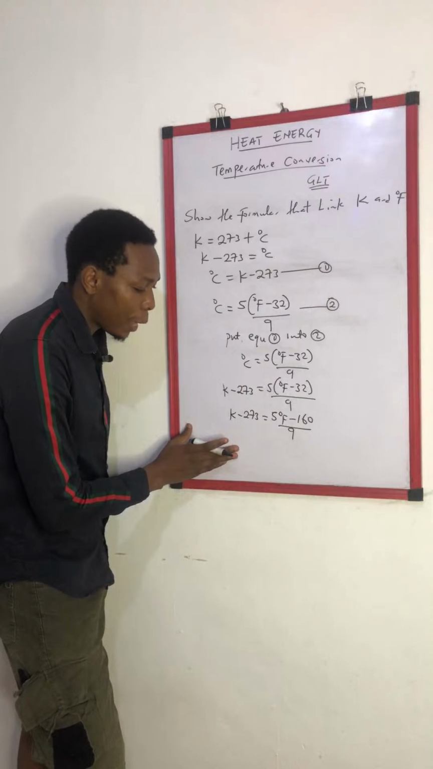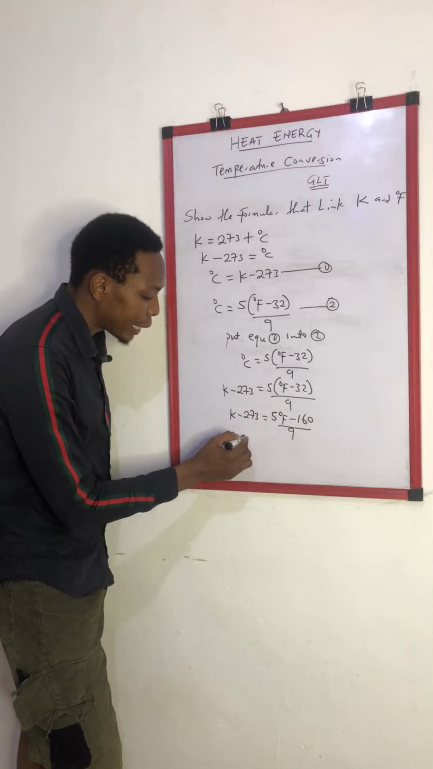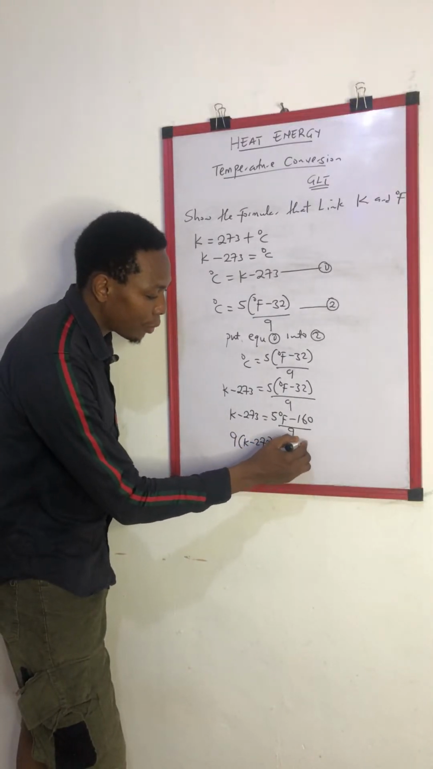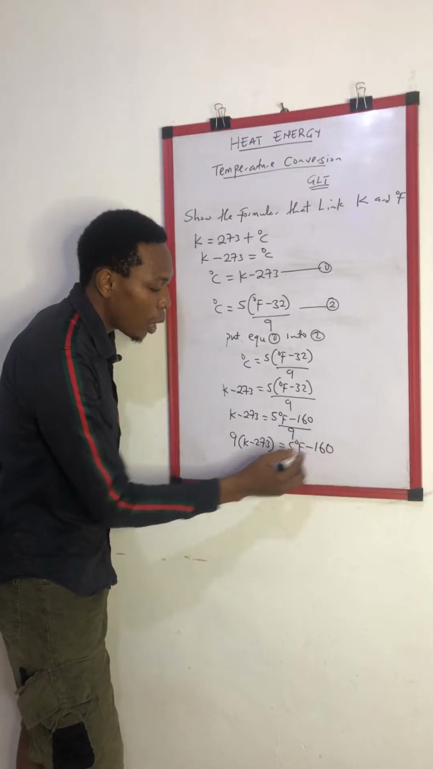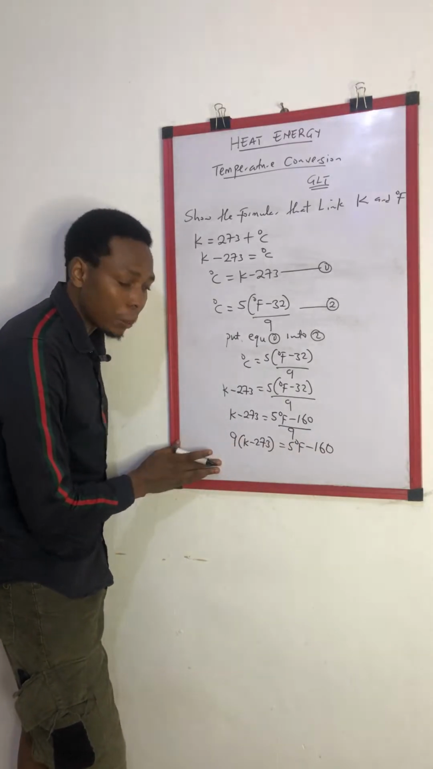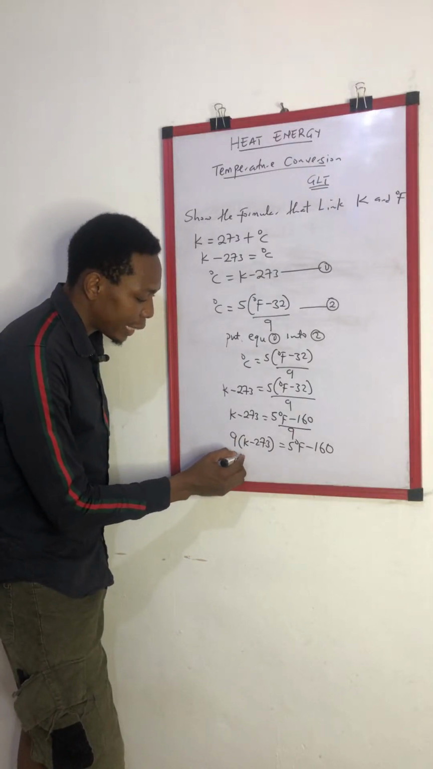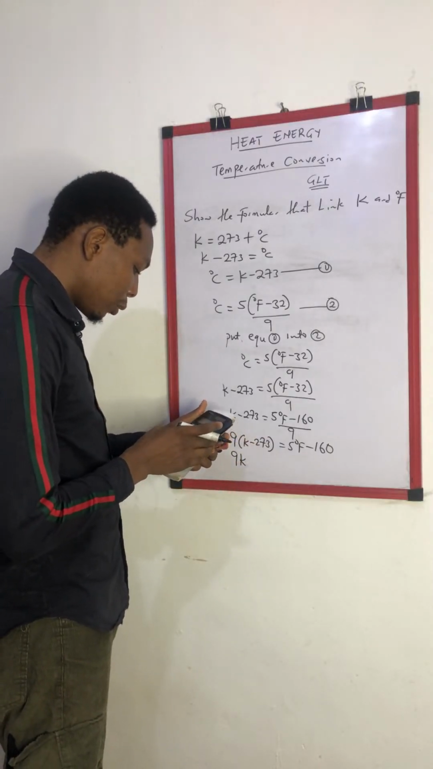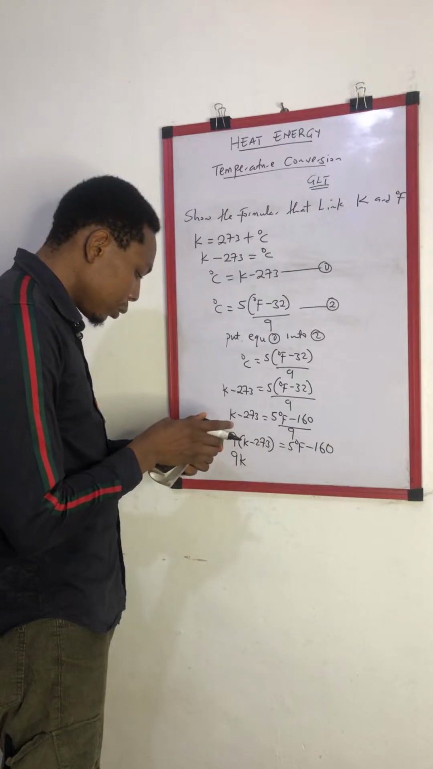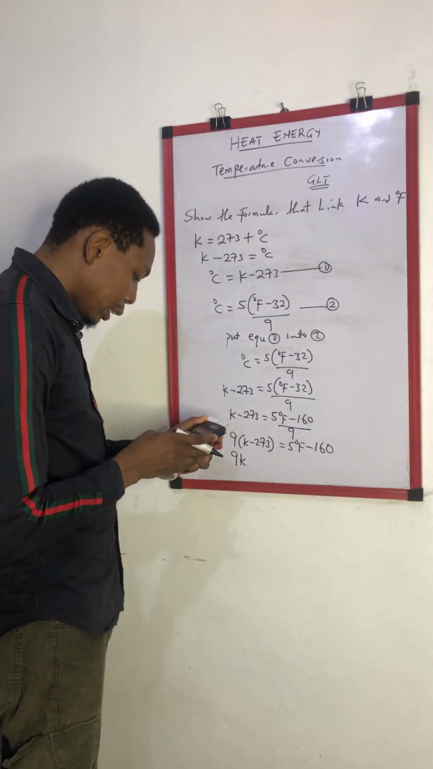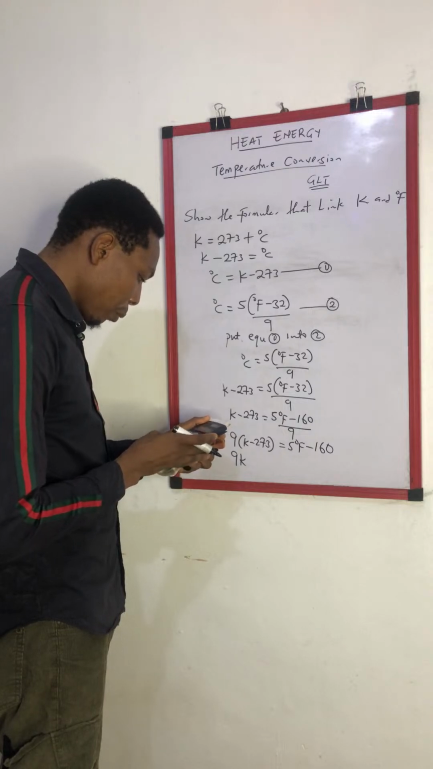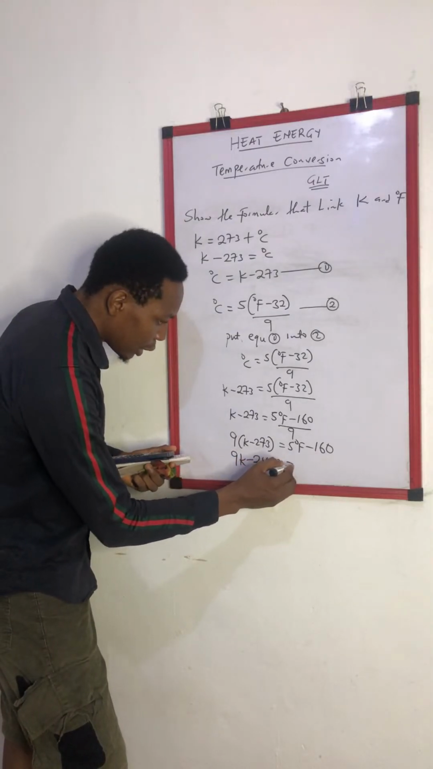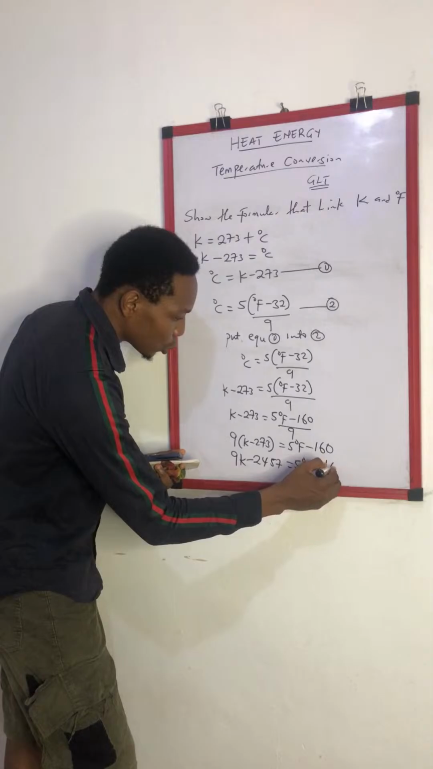So what do you do here? You cross multiply. Once we cross multiply, we have 9 bracket K minus 273 equals 5 degree Fahrenheit minus 160. So what do you do here? We use this 9 to open the bracket. So 9 times K, we have 9K. Then 9 times minus 273. So 9 times 273, we have minus 2457. So minus 2457 equals 5 degree Fahrenheit minus 160.